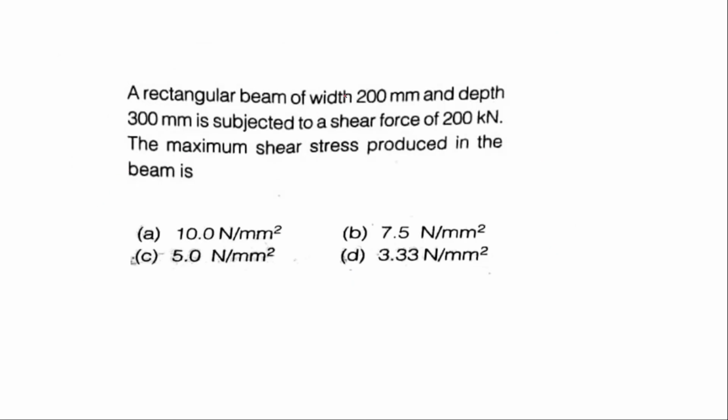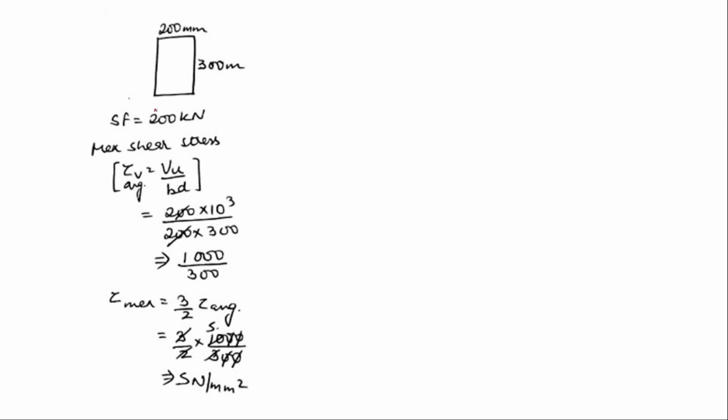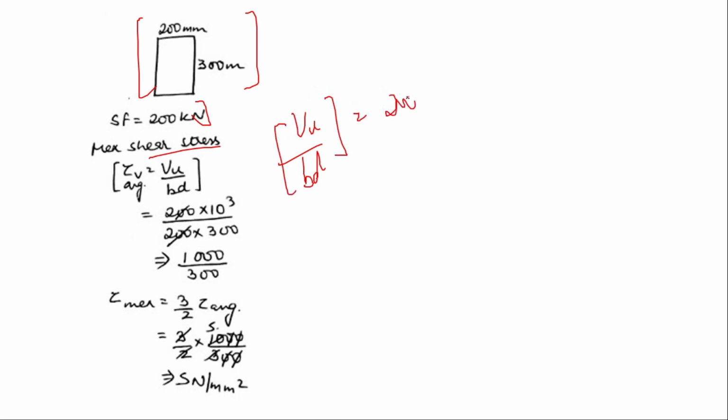A rectangular beam of width 200 mm and depth 300 mm is subjected to a shear force of 200 kN. We have to find the maximum shear stress produced in the beam. This is the cross section of the beam. Tau average is given by V upon BD. If we replace V, that is 200 into 10 power 3 upon BD, that is 300 into 200, then cancelling, it will come 1000 upon 300.